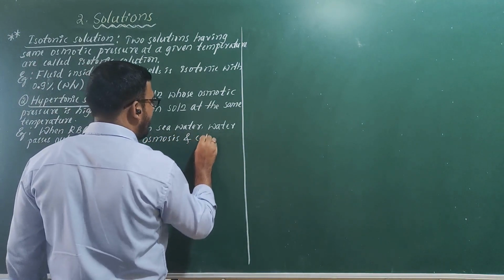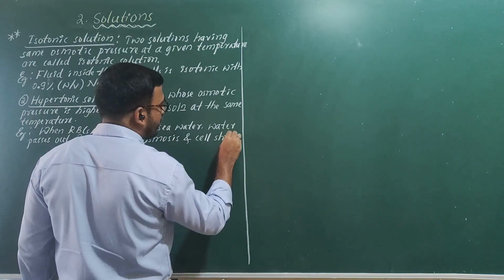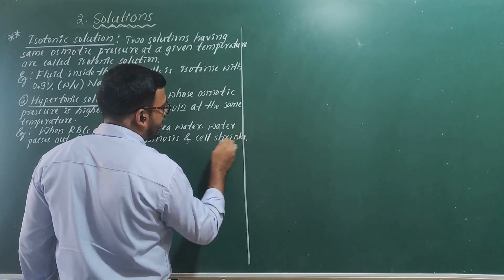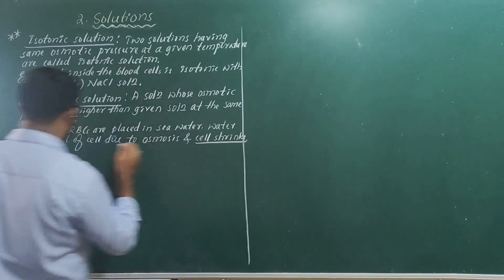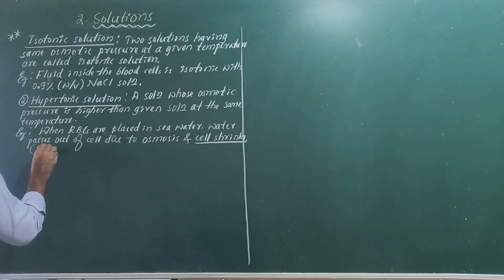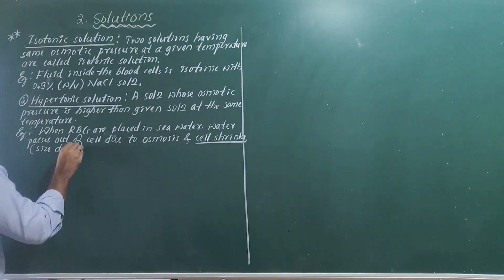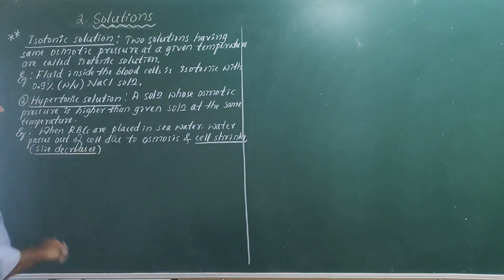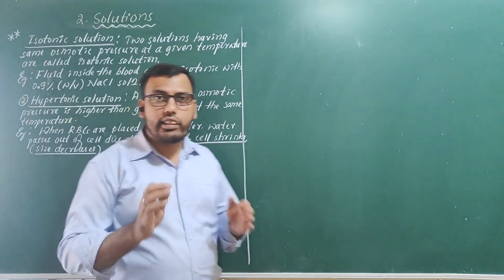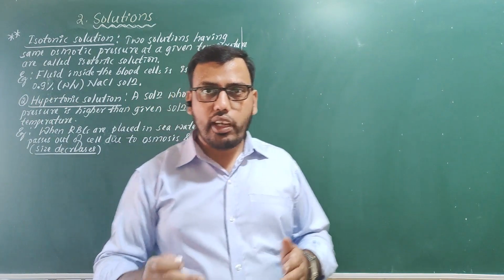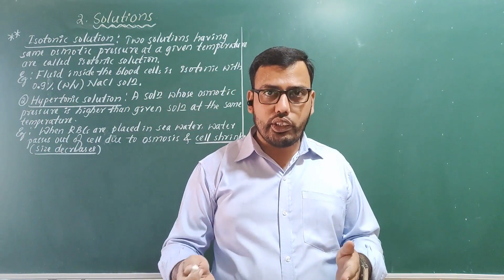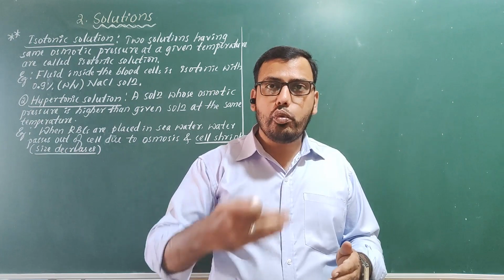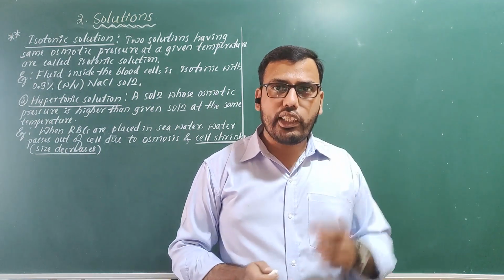And the cell shrinks. Shrink means its size is going to decrease. So I'll write once again, size decreases. This point is very, very important. Size decreases, or cells are going to shrink, because the water passes out from the cell to the seawater. So that is the concept.